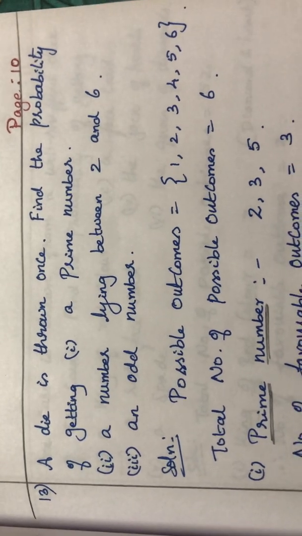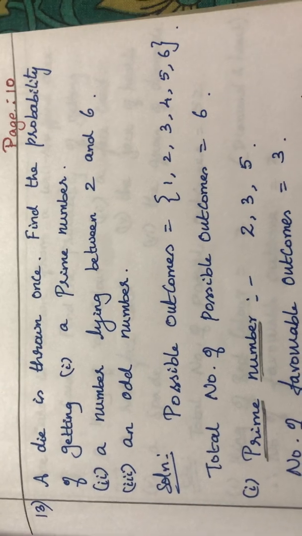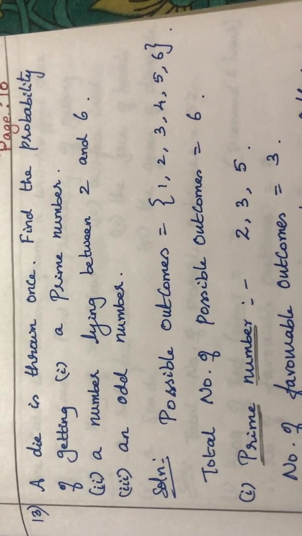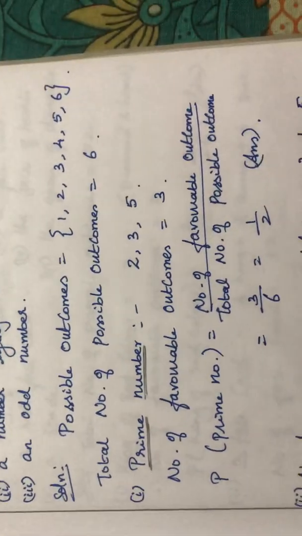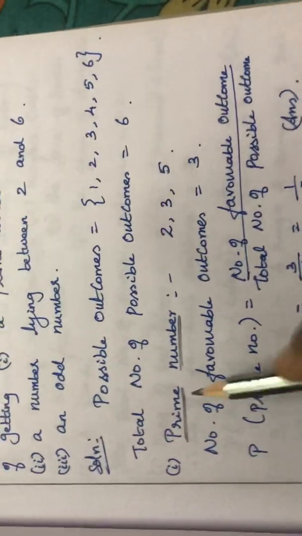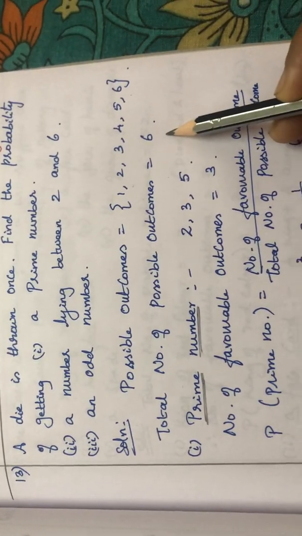So if a die is thrown once, what are the possible outcomes? Possible outcomes are 1, 2, 3, 4, 5, 6. So what is the number of possible outcomes? Total number of possible outcomes is 1 to 6, so I am writing it as 6.